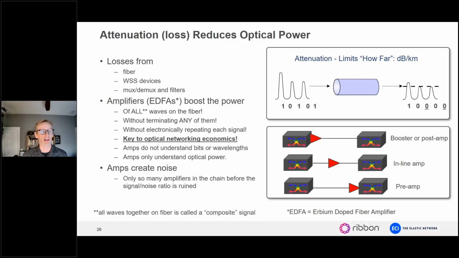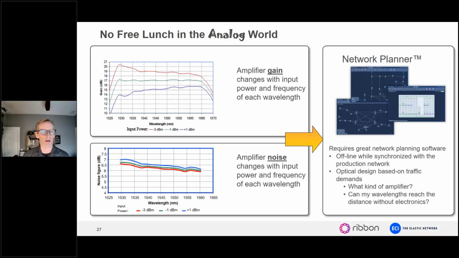The bad thing is, no free lunch. Amps create noise. Only so many amplifiers can be in the chain before the signal-to-noise ratio is ruined and the receiver can no longer figure out what's going on. More no free lunch in the analog world. An amplifier's gain is sort of power out divided by power in. Power out's always higher.